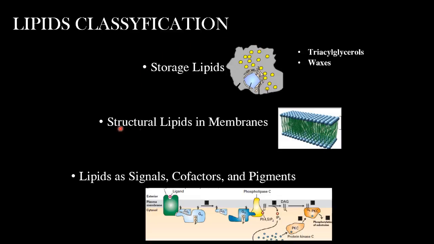And the next is structural lipids in membranes. They are mainly used for structural purposes, like the phospholipid bilayers. Examples are phospholipids, obviously, and glycolipids and sphingolipids. And the last one is lipids as signals, cofactors, and pigments. There are a few lipids which take part in signaling, and some act as pigments which absorb light. We will see each in detail in upcoming slides.